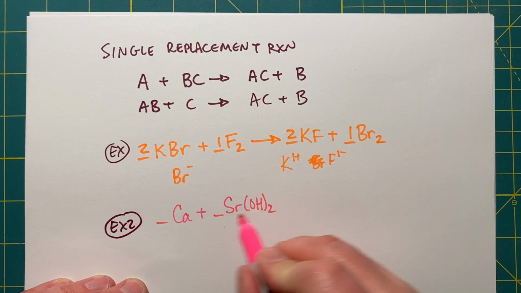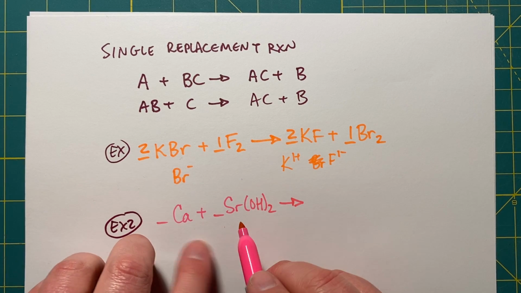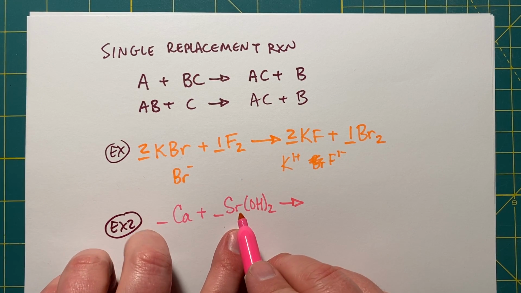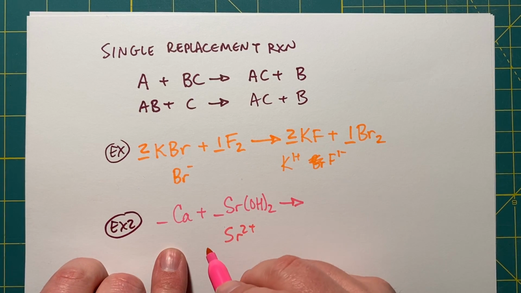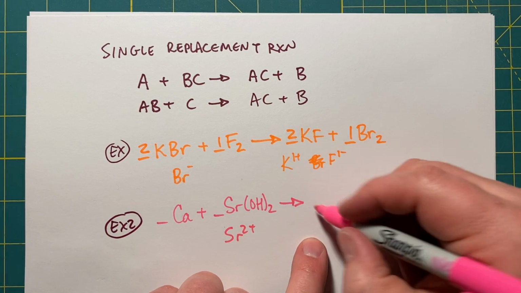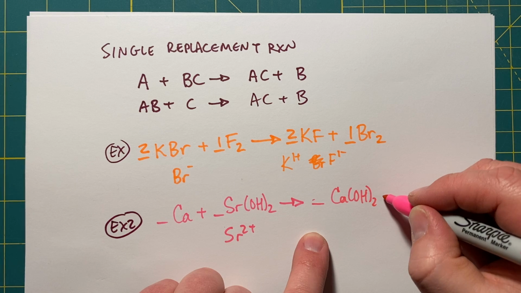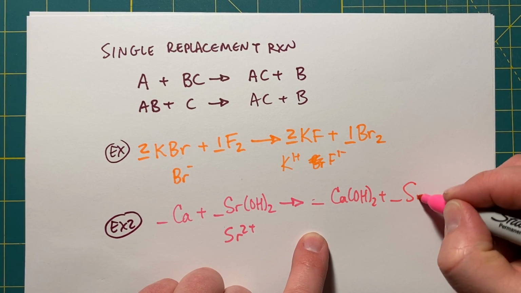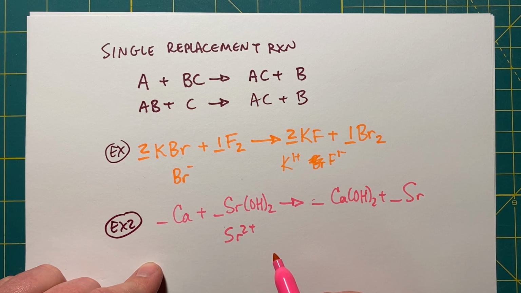So in this case, the calcium, a metal, is going to displace the strontium, which is also a metal, and it's a cation in this case. I mean, the calcium in an ionic compound with hydroxide is going to form a cation as well. So we end up with CaOH2 and just strontium metal. Strontium is not part of our diatomic element, so it's just strontium, like calcium here.